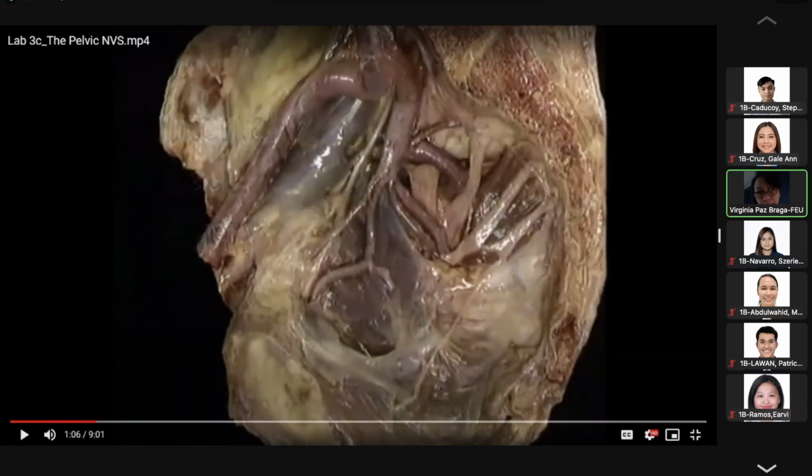Wait a minute. Take a screenshot of this frame. Take a screenshot of the frame, save it on your laptops or your units, and then identify all the blood vessels that you can see in this image. Okay?